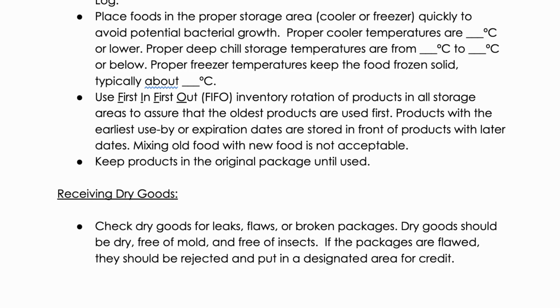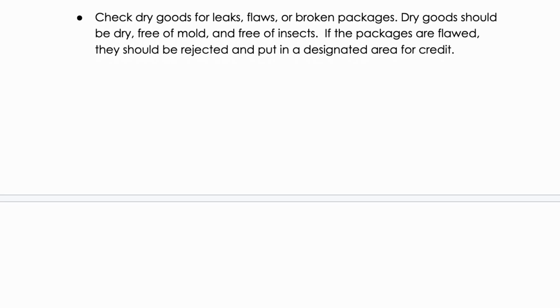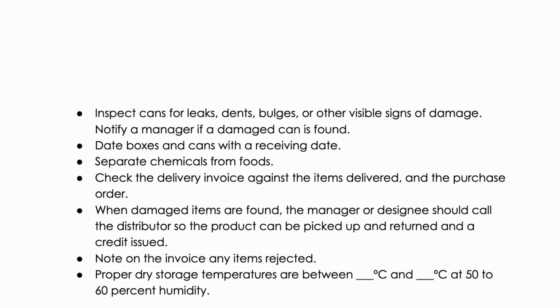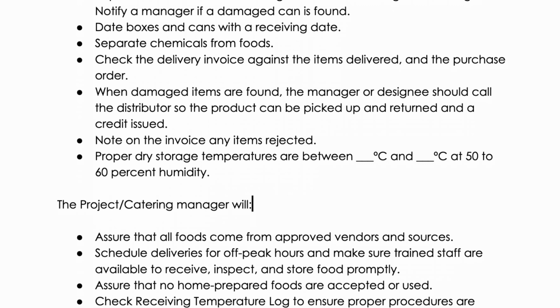Receiving dry goods. Check dry goods for leaks, flaws, or broken packages. Dry goods should be dry, free of mold, and free of insects. If the packages are flawed, they should be rejected and put in a designated area for credit. Inspect cans for leaks, dents, bulges, or other visible signs of damage. Notify a manager if a damaged can is found. Date boxes and cans with a receiving date.